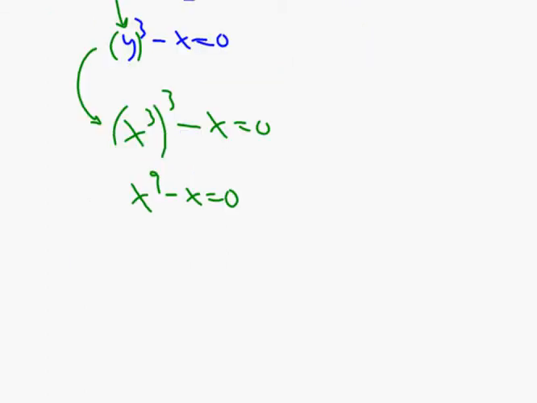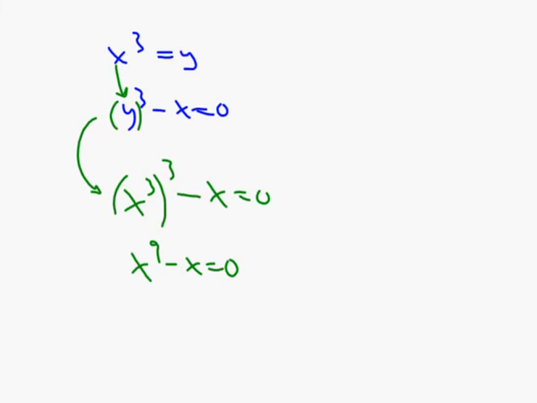Now that's an equation in one variable. I can solve for all the values of x. And once I solve for all the values of x, I already know that y is equal to x cubed. So I'll be able to get the y values that go with them. So let's do this. Ready? I'm going to factor out an x. So you get x times x to the 8th minus 1 equals 0.